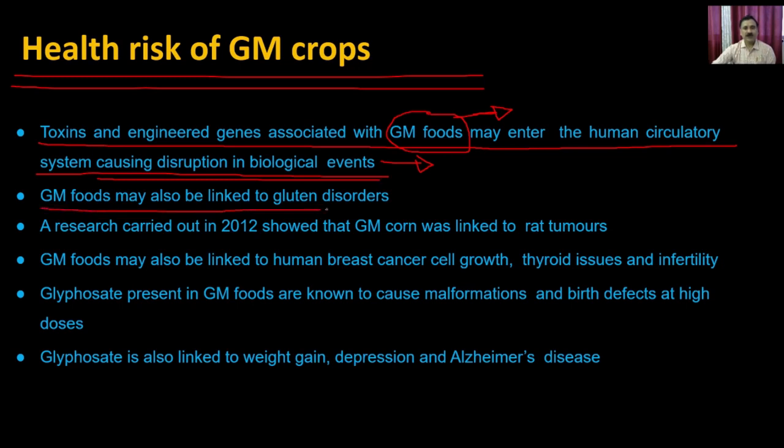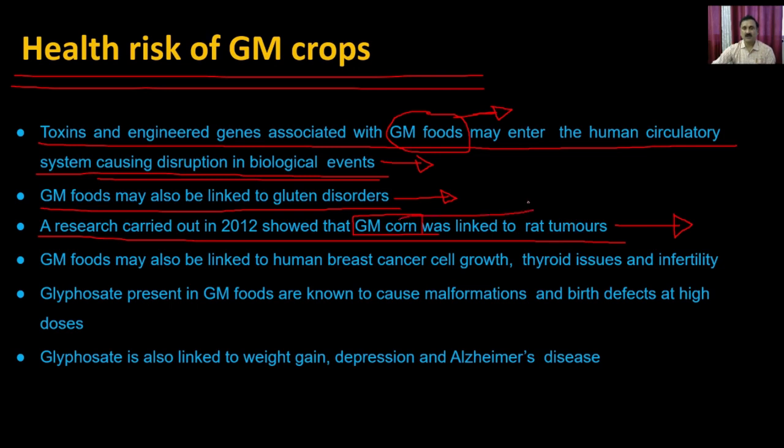GM foods may also be linked to gluten disorder. So these are also different types of disease which can be caused by GM foods. A research study carried out in 2012 showed that GM corn is linked to rat tumors, which means that if you feed GM corn to a rat, it develops tumors. This means the GM crops might be giving some additional toxin or additional factors which are stimulating tumor formation.